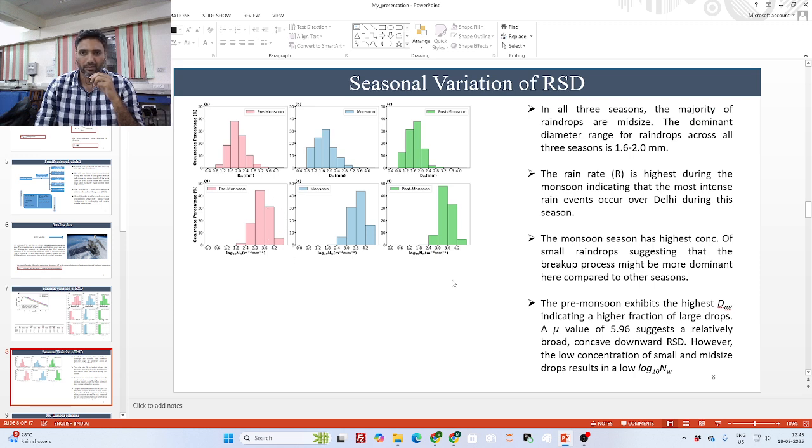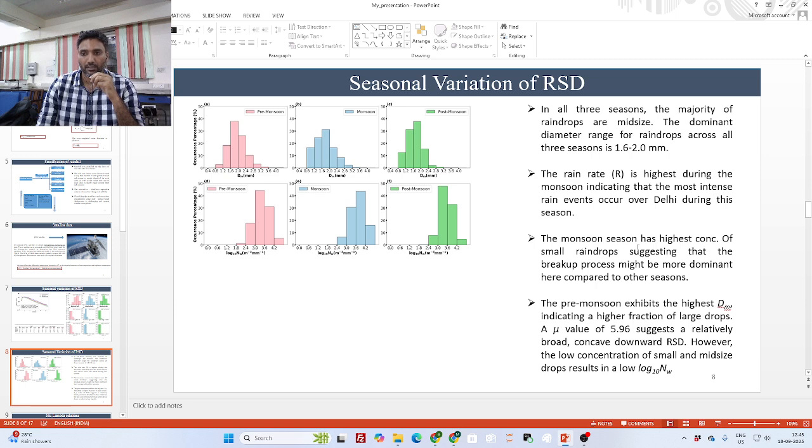The main results that we have obtained from these is that in all the seasons, a majority of raindrops are mid-size over Delhi, and the dominant diameter range is 1.6 to 2 mm. The raindrops that fall over Delhi across the entire season, the majority of the raindrops fall within this diameter range. Also, rain rate is highest during monsoon, which tells us that most intense rain events over Delhi occur during the monsoon season, which is from June to September.